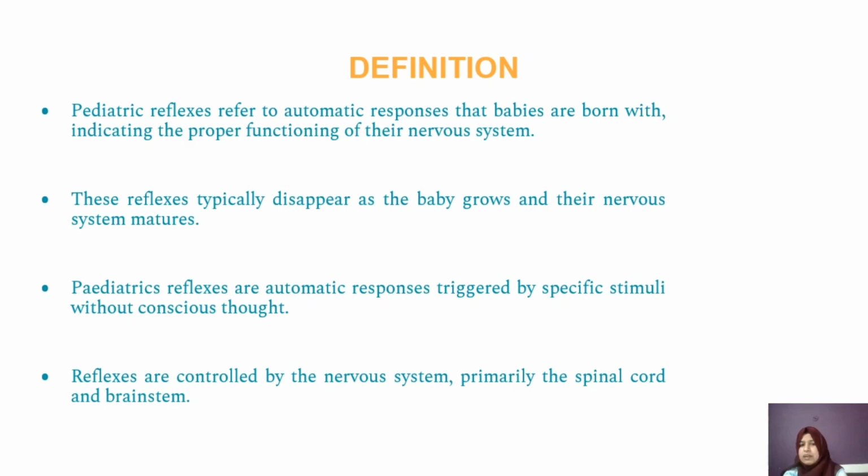Reflexes are controlled by the nervous system, primarily the spinal cord and the brainstem. We can say that reflexes are the proof of communication between the motor system and the sensory system. If reflexes are appearing and disappearing at the exact time, it means the motor system and the sensory system are communicating well.